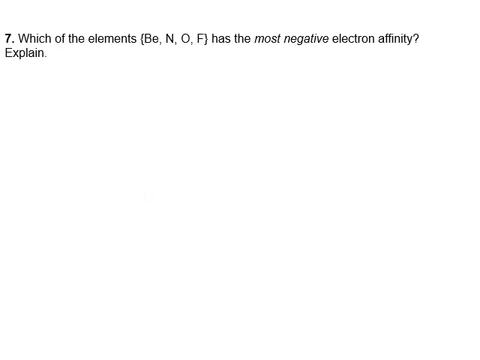So which of these elements, take a look at this. We've got beryllium, which is in the 2nd column. Nitrogen is in the 5th, oxygen is in the 6th, and F is in the 7th. Well, we just talked about this, right? So which one do you think is going to have the most negative electron affinity? I'll let you think about that for a second.